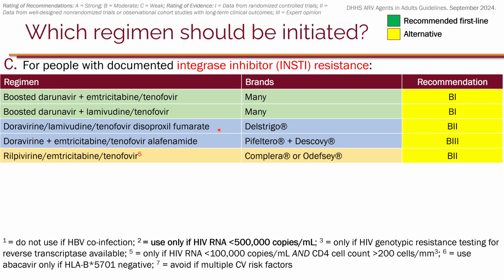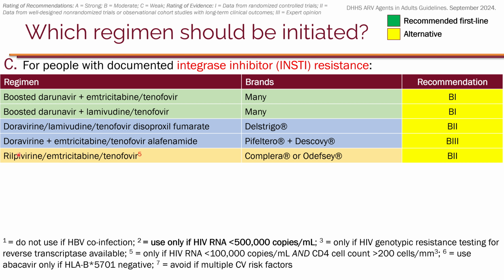So we have a single tablet regimen, Delstrigo, which has doravirine, lamivudine, and TDF in it. There's also, if someone doesn't want the TDF and TAF is preferred, 2 tablets can be used. So doravirine plus Descovy as the backbone. And then we also have rilpivirine as a single agent. So Complera has TDF in it and Odefsey has TAF in it.